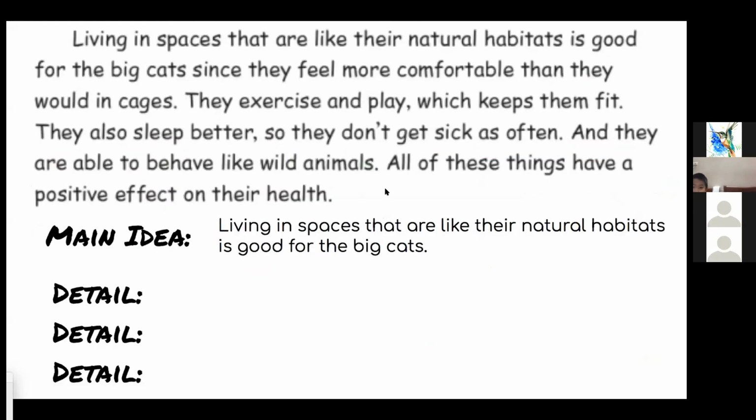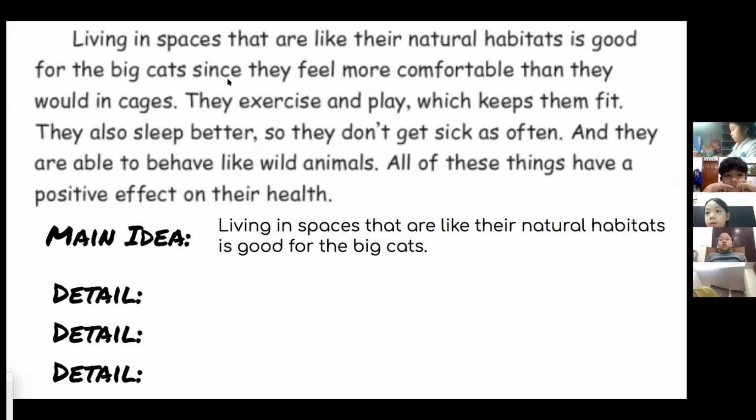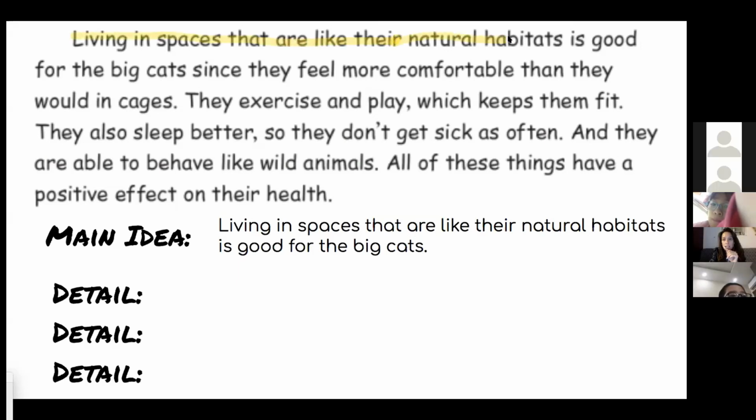Let's go back to our big cats paragraphs. So we read the first one, or sorry, this is our second paragraph, okay? Our body paragraph number 1. So we already said the main idea of this paragraph is living in spaces that are like their natural habitats is good for the big cats. Okay, so that is the main idea of this paragraph. So now we need to talk about details that support this main idea.